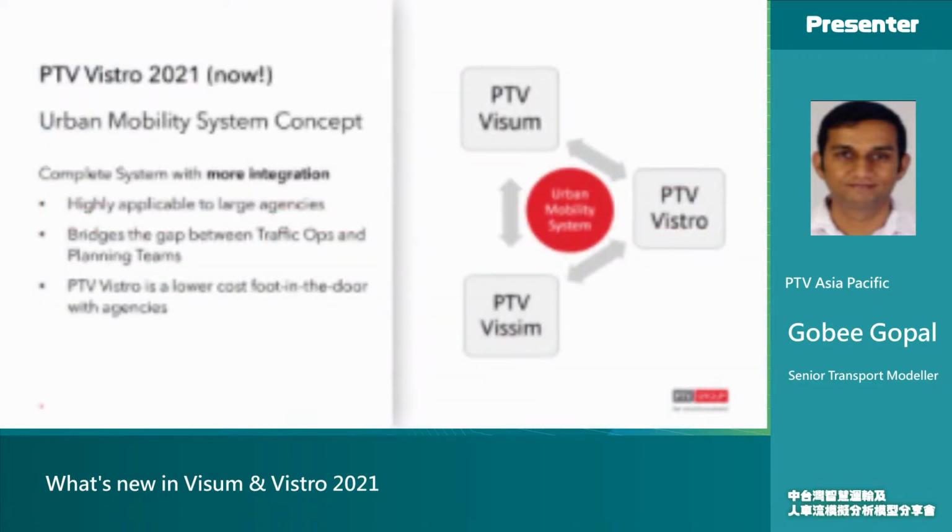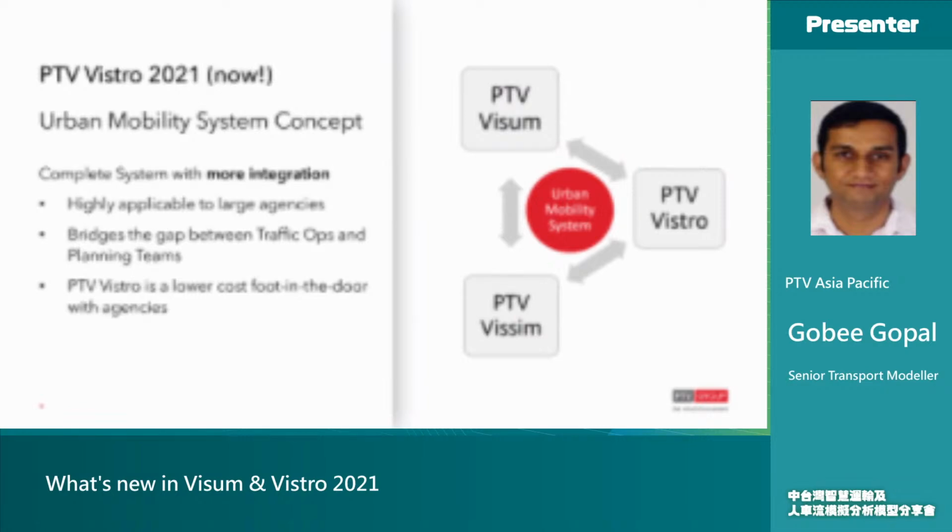So with Bistro 2021 now, as part of this improvement, what PTV has done in Bistro is we'd like to have a more complete system with more integration. The way we look at it is, for our customer, we don't want work done in a different platform, like in Visum or Vissim, to be unusable in Bistro. And the same thing: if you have a network in Bistro, then you can use it in Visum or Vissim.